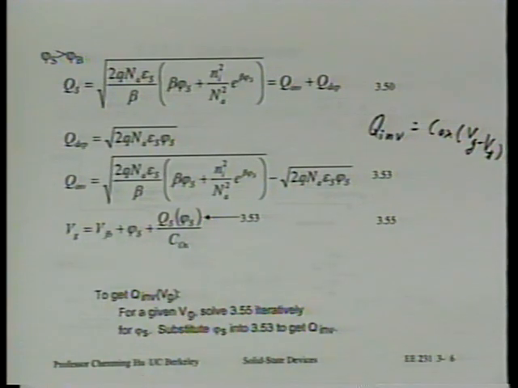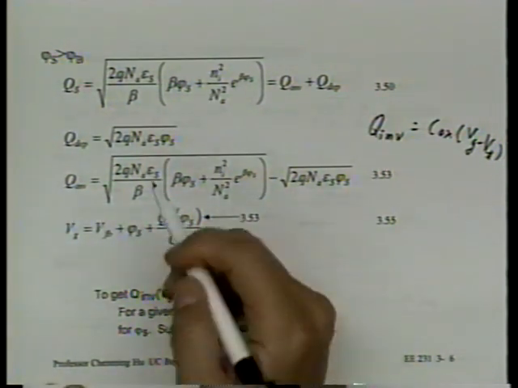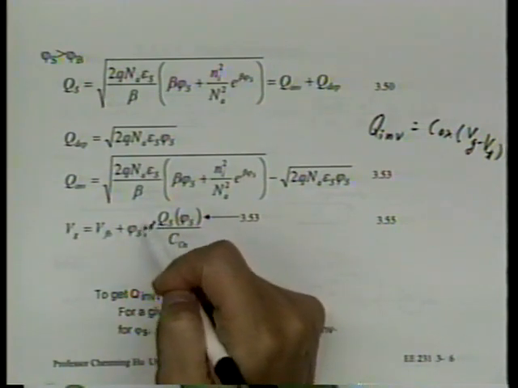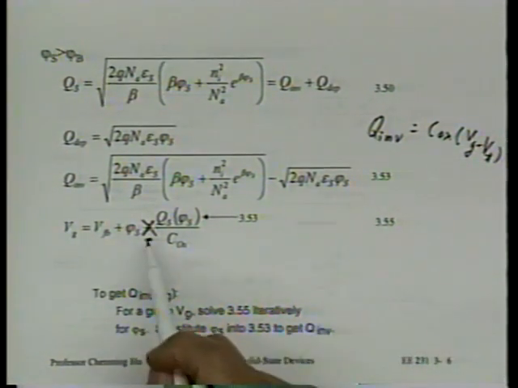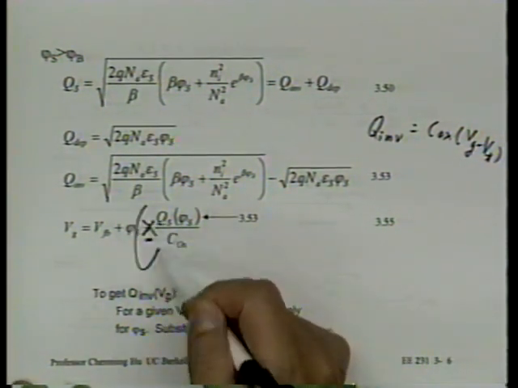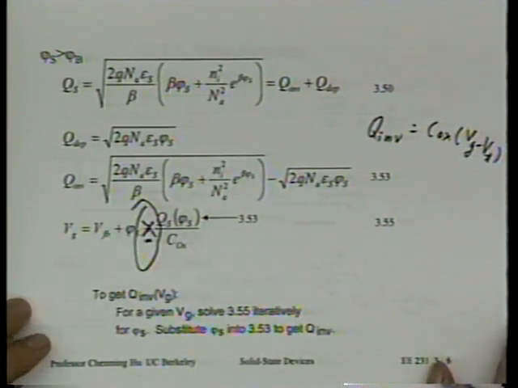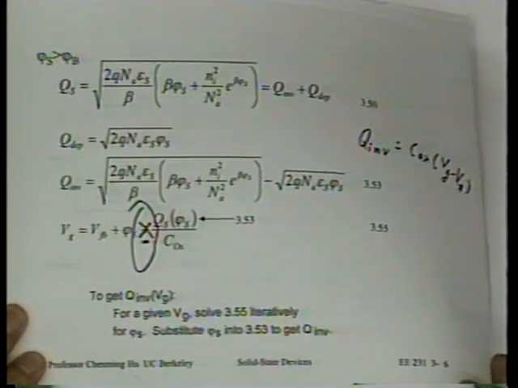A question first. In equation 3.55, in front of QS over C oxide, what is the right sign, plus or minus? It's because I made a mistake. It should be minus. I made a mistake. Kevin, could you change that for me? Correct that. So in equation 3.55, there should be a minus sign in front of this QS over Cox. Thank you very much for correcting that.